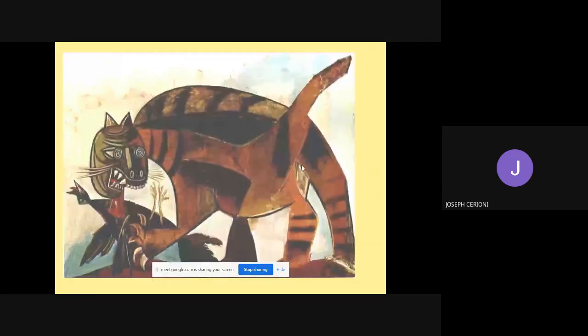Likewise, this is a painting of a cat with a bird. And again, you can see the cat has not been painted in a realistic way, but you can see that its body is distorted, but Picasso has really thought about the patterns and the shapes that he's included in his picture.